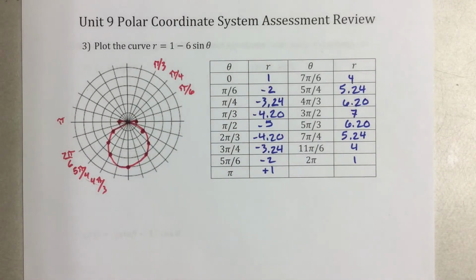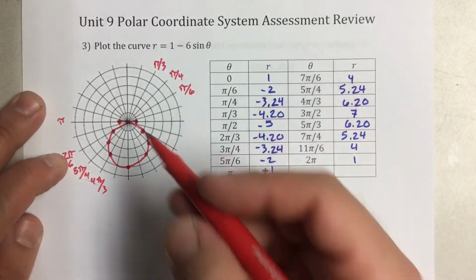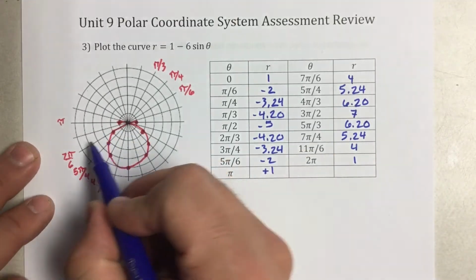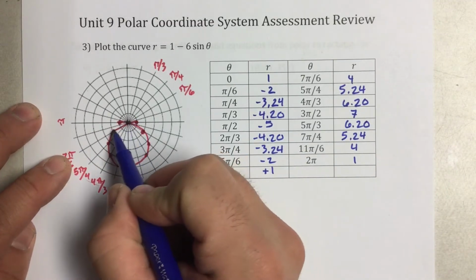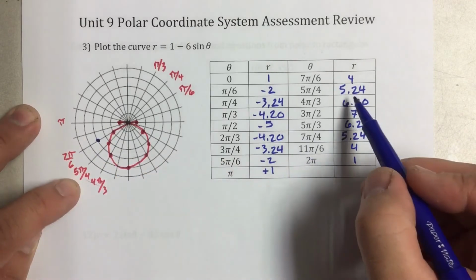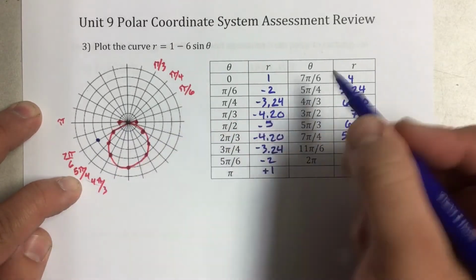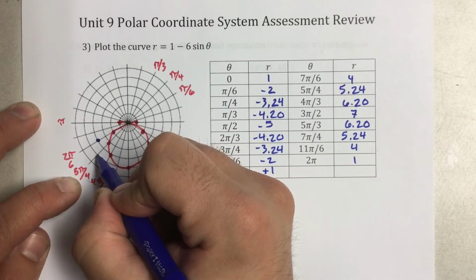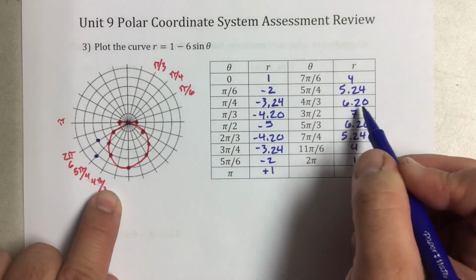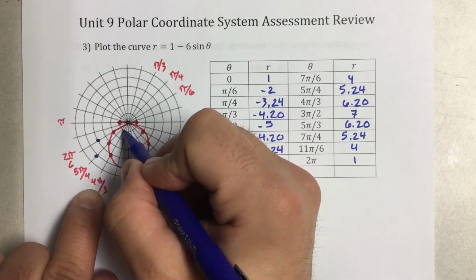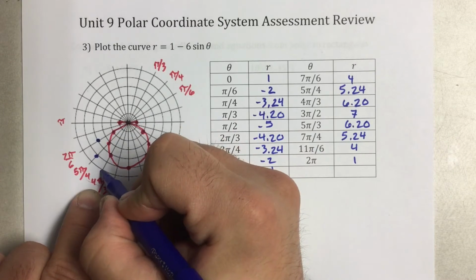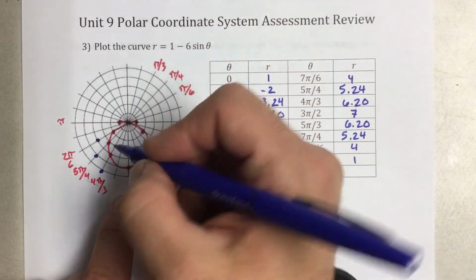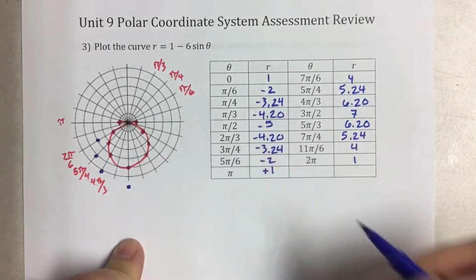Okay, and moving on, so 7 pi over 6, we're at positive 4. So I'm going to switch colors here just so we can see what's happening now. So 7 pi over 6, we're at positive 4, so I go towards positive 4. So 1, 2, 3, 4. At 5 pi over 4, at 5.24, so I go towards that. So 1, 2, 3, 4, 5, and then 0.24. Okay, 4 pi over 3, at 6.20, so I go towards this value. A little bit off of it. And then at 3 pi over 2, I'm at 7. Now this only goes out to 6, so I can roughly estimate to be right here.